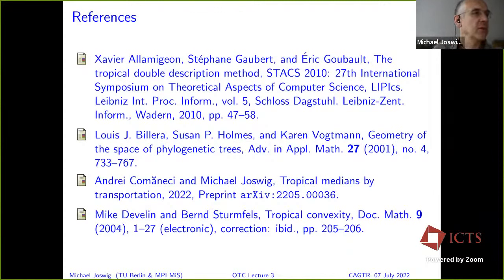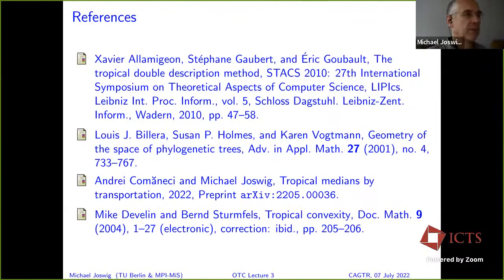The first one is something that I didn't talk about. We were talking about tropical polyhedra defined in terms of tropical inequalities on Tuesday, and today I was talking about tropical polytopes in terms of tropical convex hulls. So this is the exterior and interior description of convex sets. And there's an algorithm to convert one into the other, and this is due to Xavier, Stefan, and Eric. It's a tropical analog of a known method for convex hull computation. But this requires working in the compactification that I mentioned.